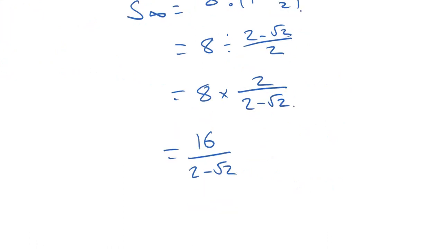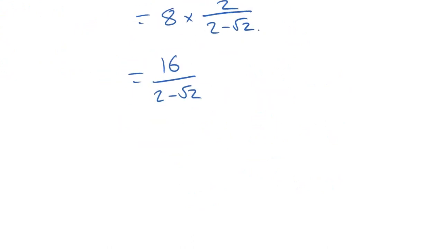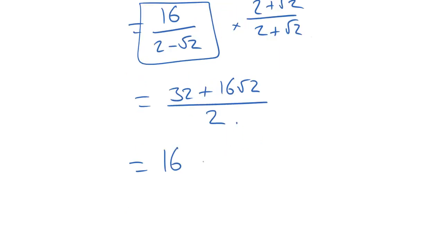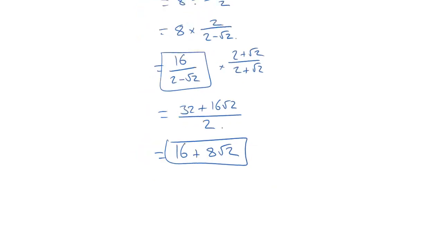Now, we are kind of finished there. However, I can't leave it like that because we've got an irrational on the denominator. So we'll just rationalize the denominator, which hopefully you've seen before. If you want to leave that as your final answer, I'm okay with that. But we're going to times that by 2 plus root 2 over 2 plus root 2, the conjugate of it. So that is going to give us 32 plus 16 root 2 on the top, and then on the bottom we're going to have a 4 and a minus 2, so we're going to have a 2. This will simplify to be 16 plus 8 root 2, and there is our final answer.